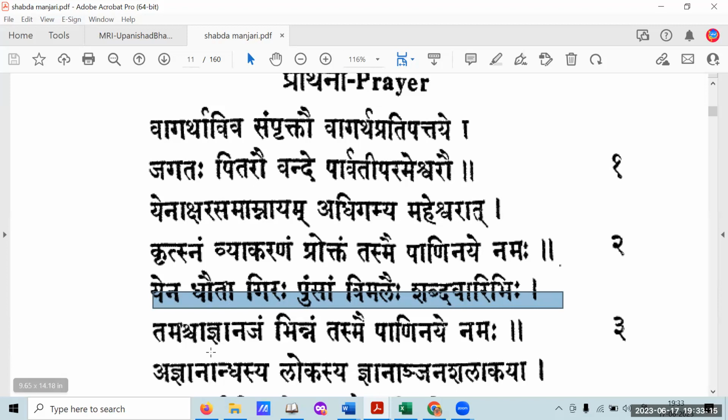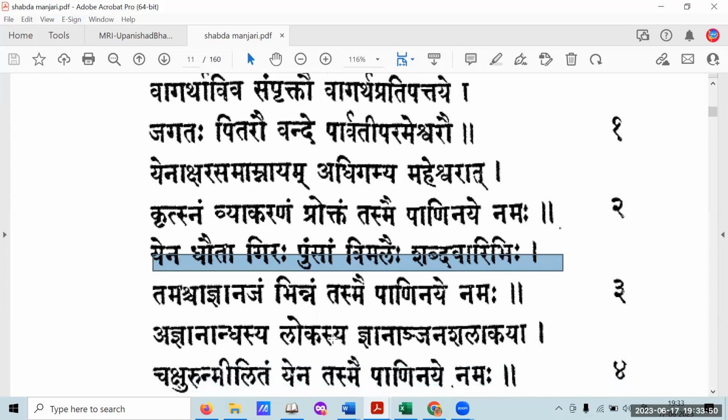And tamascha ajnanajam bhinnam. The tamaha, darkness, the mistakes, born of what? Ajnanena janyam, ajnanajam, born of ignorance. Bhinnam: Bhid dhatu, kta pratyaya becomes bhinna. Therefore, bhinnam means they are broken up, rendered into pieces. They're gone. They're broken, which means it's clean now. Tasmai paninaye namaha. To that Panini, my salutation.